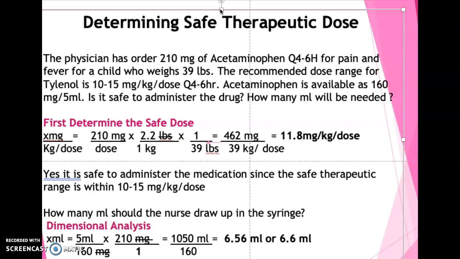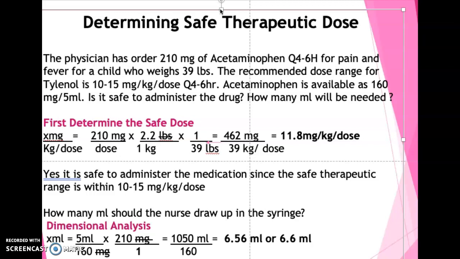determining a safe therapeutic dose. The physician has ordered 210 milligrams of acetaminophen every 4 to 6 hours for pain and fever for a child who weighs 39 pounds. The recommended dose range for Tylenol is 10 to 15 milligrams per kilogram per dose, every 4 to 6 hours. Acetaminophen is available in 160 milligrams per 5 mL. Is it safe to administer the drug? How many mL will be needed?